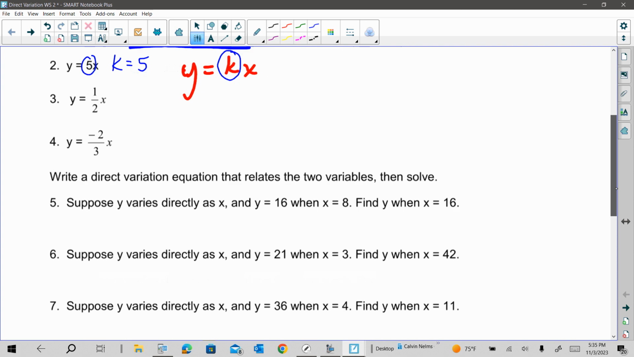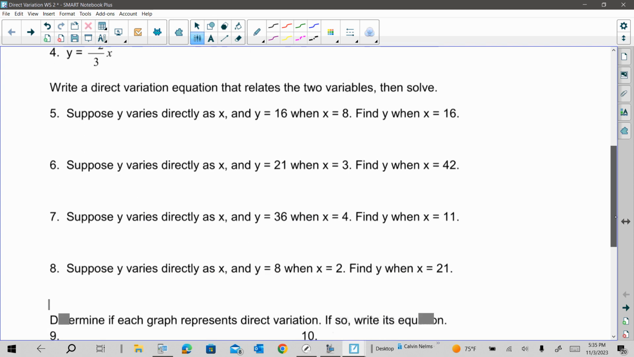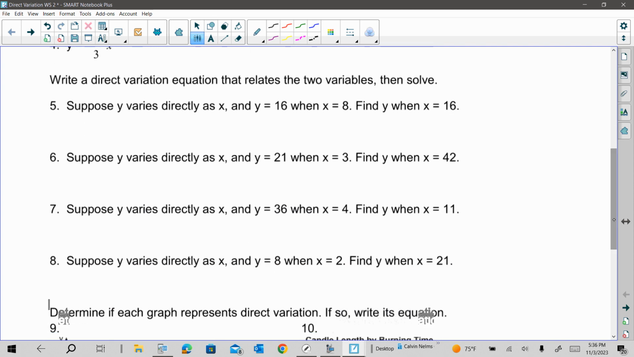Now, on this next section here, 5 through 8, this is write the direct variation. First, I want you to write the direct variation equation. That's basically what I was talking about on the first two sections. And it has to relate the two variables. And then solve. In the statement here, suppose y varies directly as x. Varies directly as x means y over x, which is how we get to our k. So we're going to use this ratio to find the k.